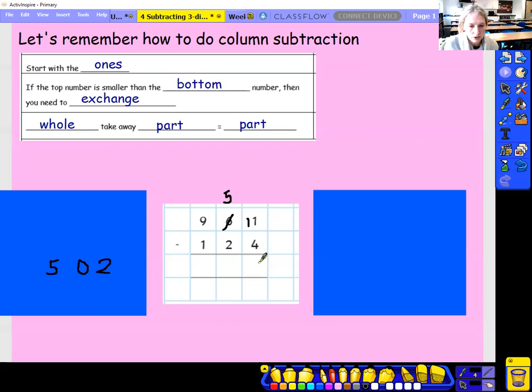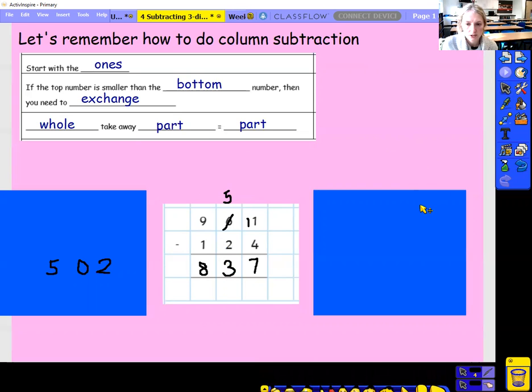11 take away 4 is 7. 5 take away 2 is 3. And 9 take away 1 is 8. So I'm always working across from my ones, then my tens, then my hundreds. Let's do it once more.